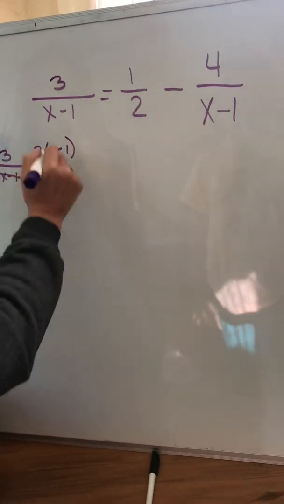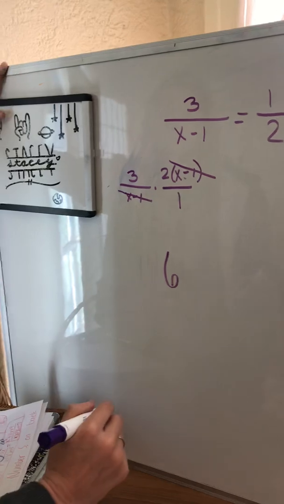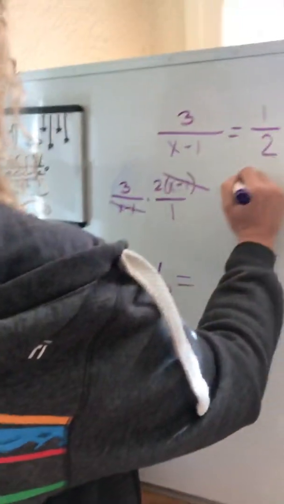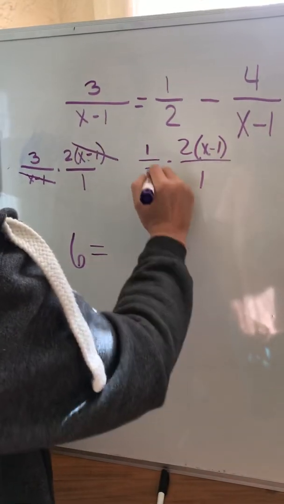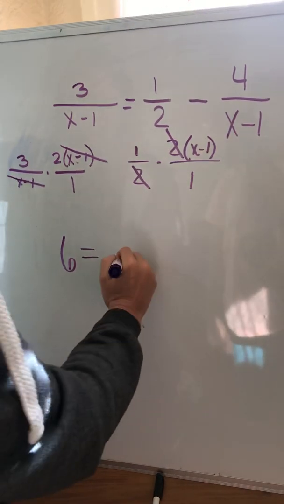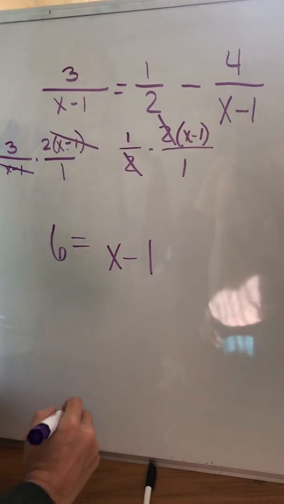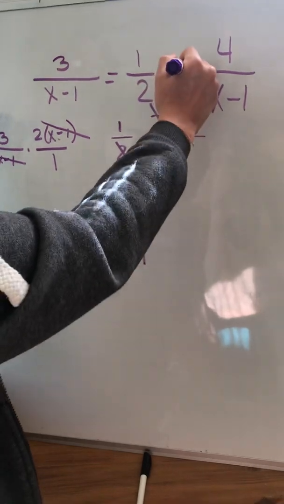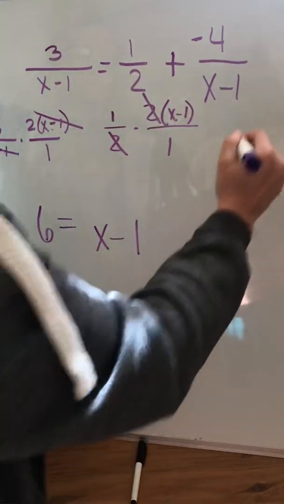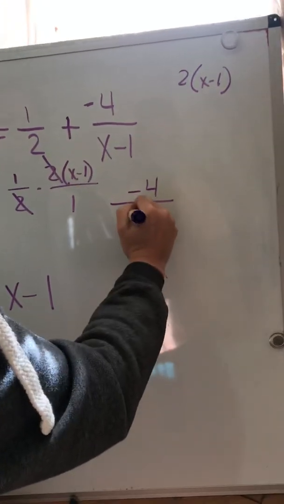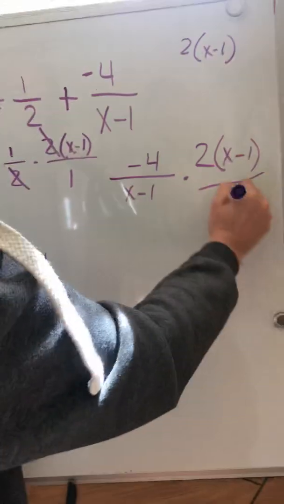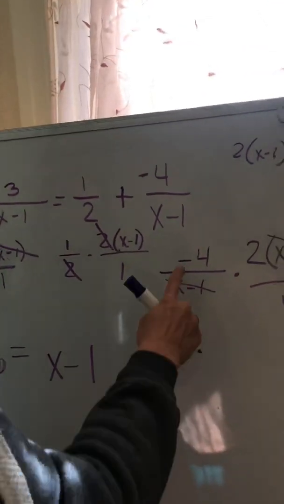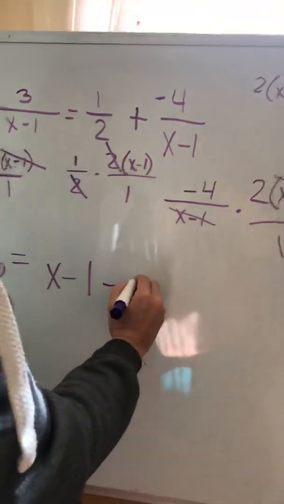Okay, so these two will cancel out, and I'm going to get a 6. Equals, okay, now here's the next one. 1 over 2 times 2x minus 1 over 1. So my 2's are going to cancel, and I'm left with just x minus 1. And then I see this subtraction sign here, so I'm going to deal with that right away. So now I've got negative 4 over x minus 1 times my common denominator. The x minus 1's cancel out, and I have negative 4 times 2 is negative 8.